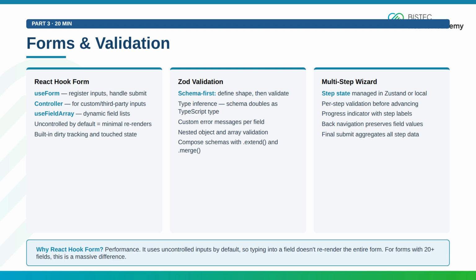For the multi-step wizard, manage step state in Zustand or local state. Validate per step before allowing the user to advance. Show a progress indicator. Make sure back navigation preserves field values. On final submit, aggregate all step data.